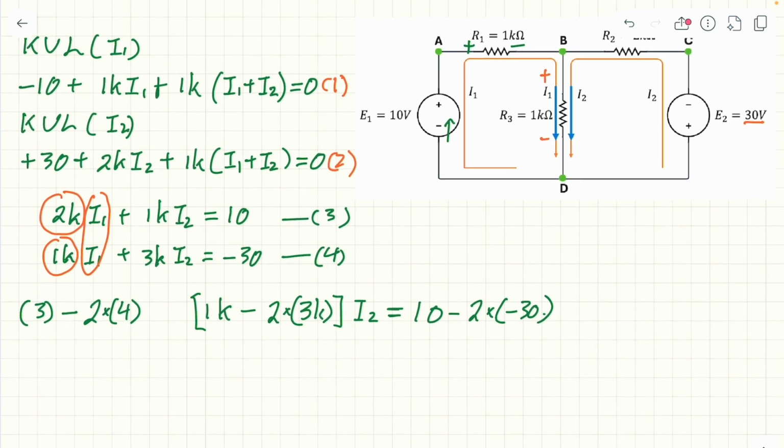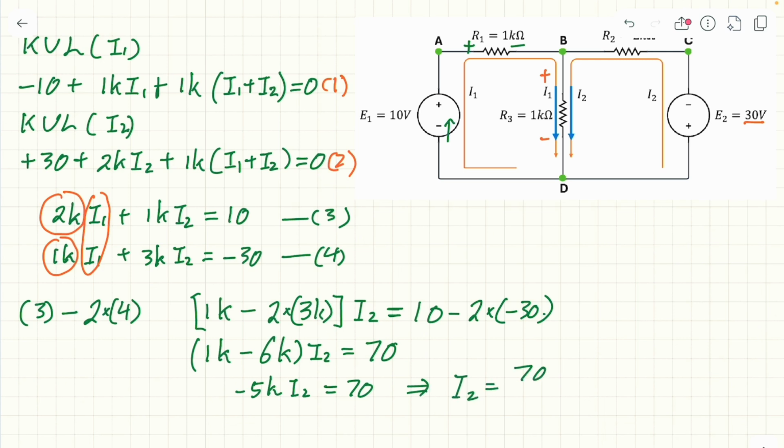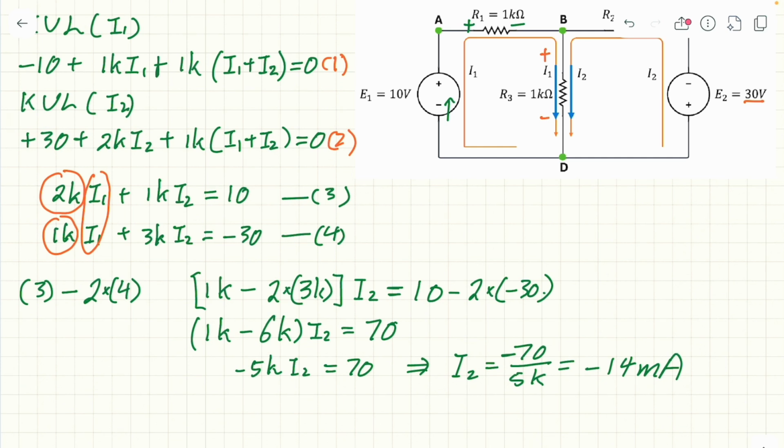So here we'll find this is equal to 1K minus 6K I2, and this is 70. And you will see this is minus 5K I2, 70. From here, you will see I2 equal to 70 over minus 5K, which is minus 14 milliampere.